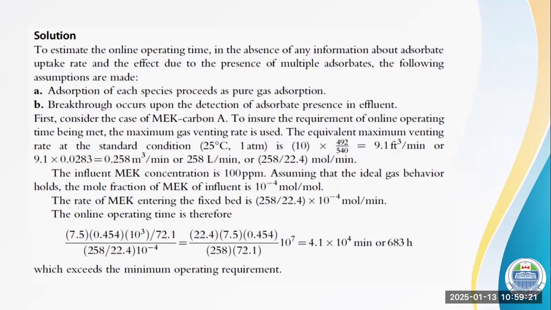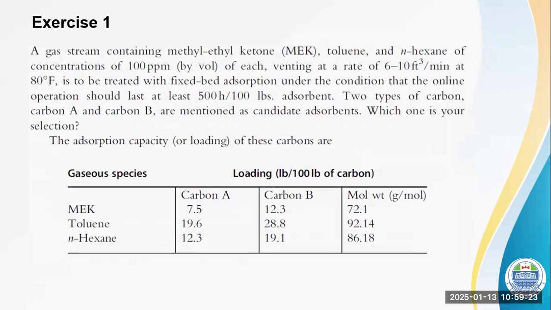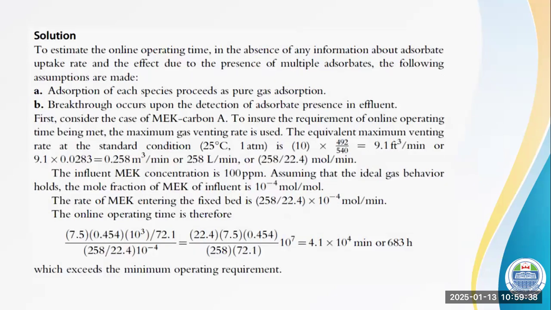So here it is saying, which of these? These are the gaseous species, the adsorbates, and these are the adsorbents. So you have carbon A and carbon B and the loading that you have on them. Which of them would you choose, or would you recommend for your company?